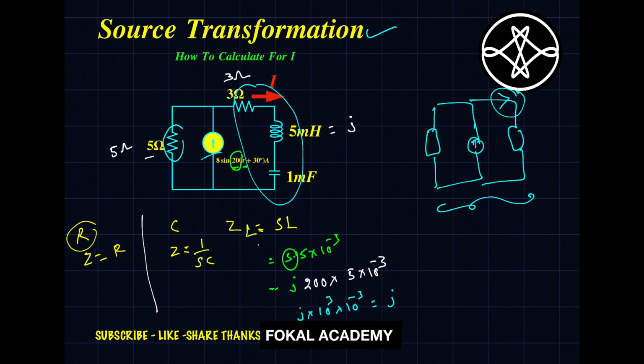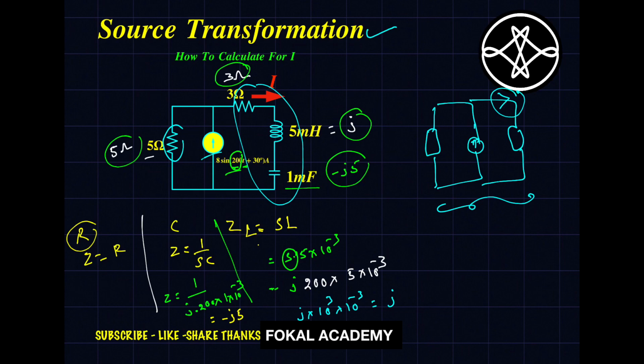Next find the impedance of the capacitance, that is for 1 millifarad. Use this formula: Z equals 1 by S, where S means j omega. Omega is given as 200. So 200 into C, and C is given as 1 millifarad, that is 1 into 10 power minus 3. By simplifying this we will get minus j5 as the impedance for the capacitor.